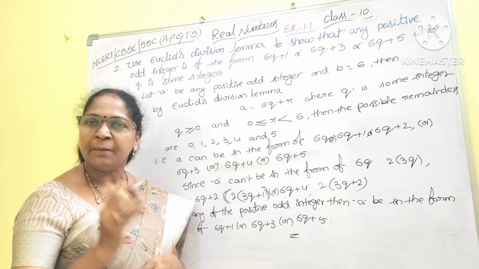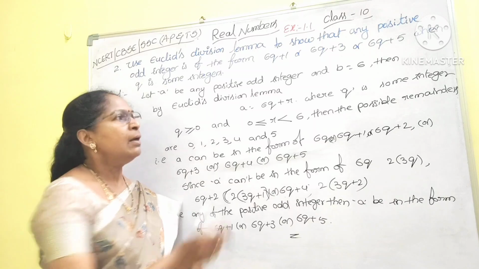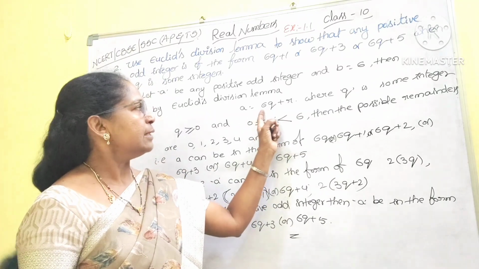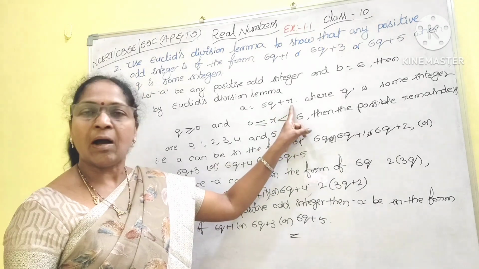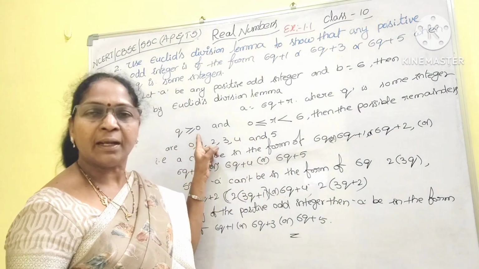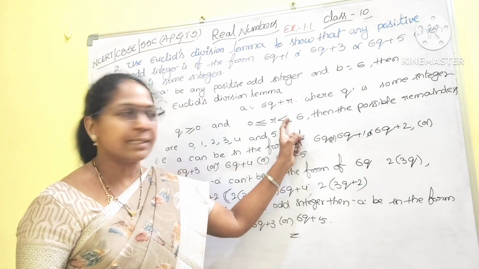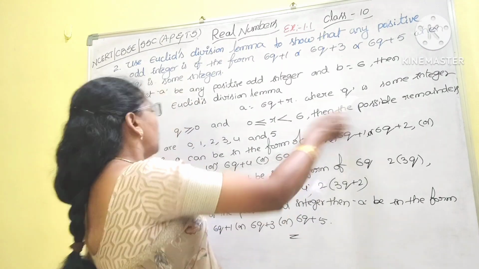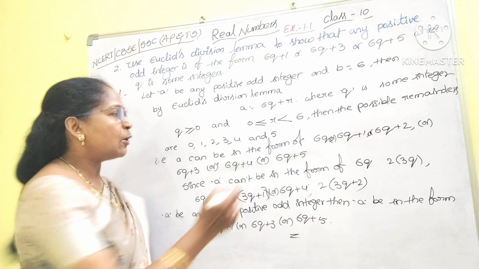Whenever you know the A and B values, then apply Euclid's division lemma or algorithm, both are the same. That is A equals BQ plus R, where B equals 6, so A equals 6Q plus R. In this equation, Q is a quotient and R is a remainder, and Q is also some integer, and Q value is always greater than or equal to 0, and the remainder value is always greater than or equal to 0 and less than 6. Whenever you get this condition, what are the possible remainders? The possible remainders are 0, 1, 2, 3, 4 and 5. These are all the possible remainders.